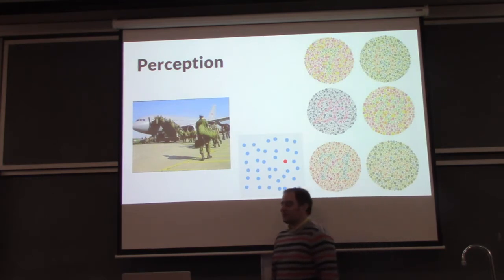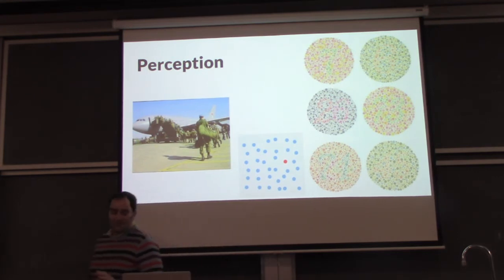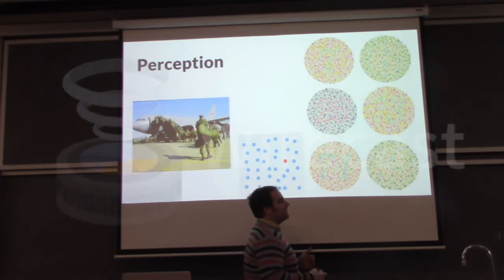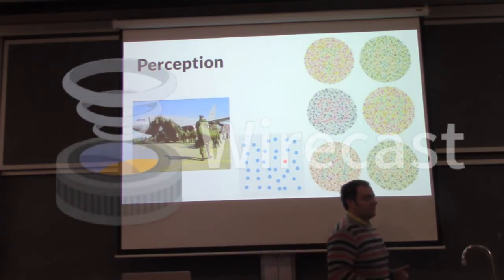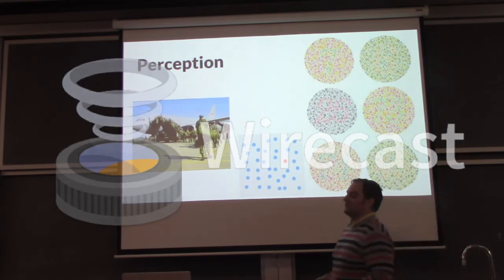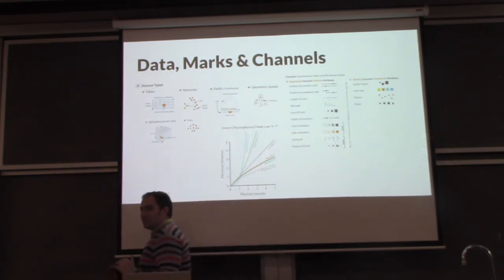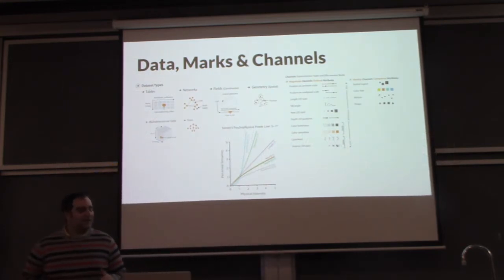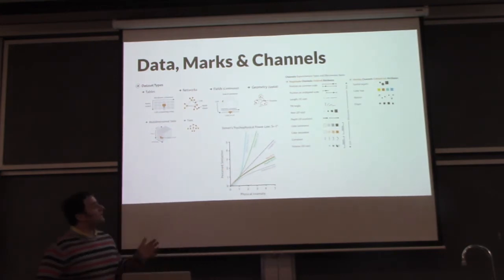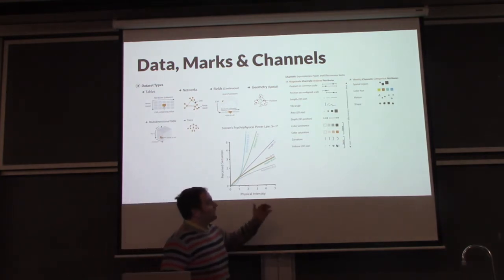Then we started off with talking about perception, about things like change blindness, color blindness, pre-attentive processing, and so on. And we tried to relate that: why does it matter for visualization? In which situations do you have to be aware of these perceptual properties in visualization? And then we had very theory-based lectures on data, marks, and channels. So we distinguished between tables, networks, fields, geometry, and then we talked about these marks and channels.